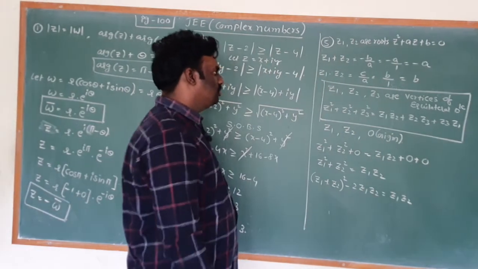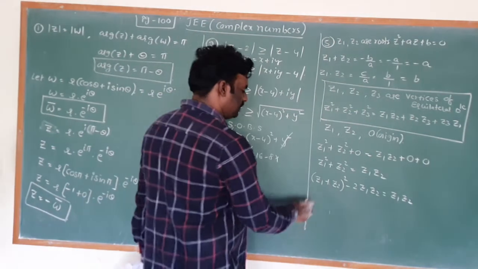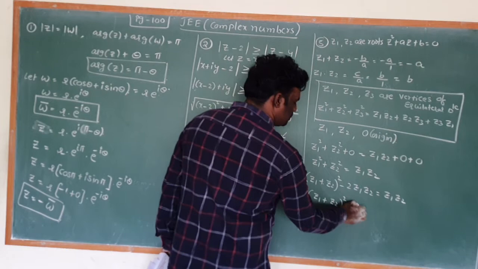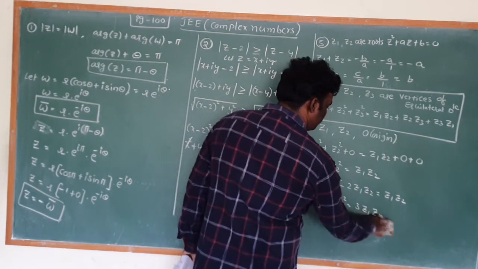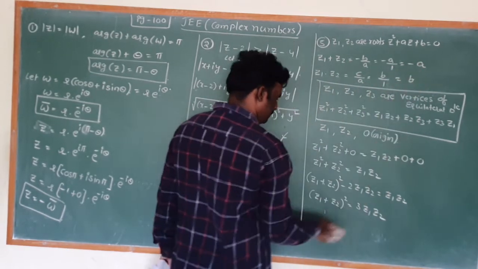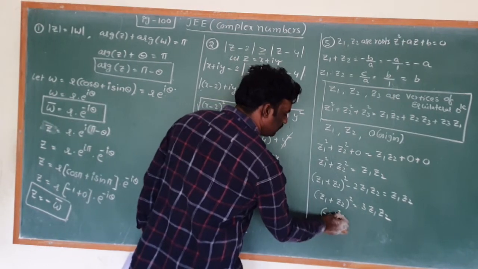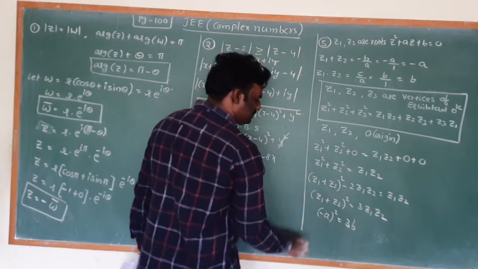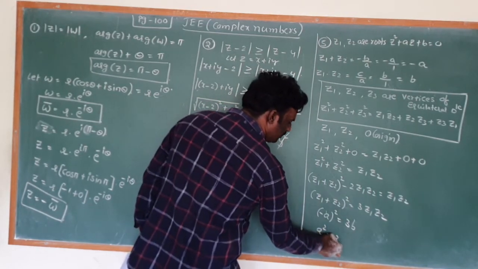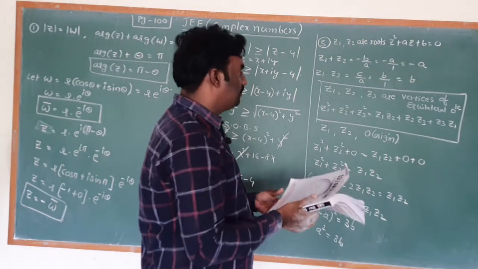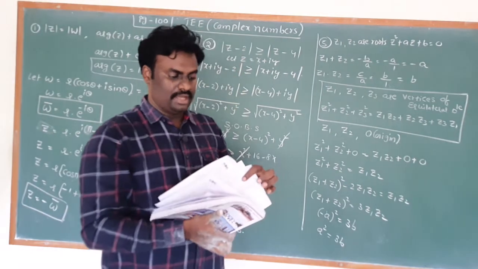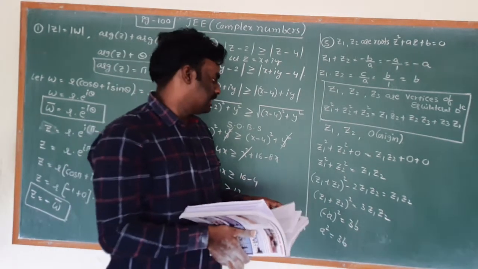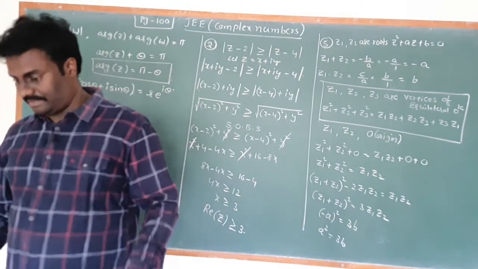Minus 2 Z1 Z2 go to that side, plus 2 Z1 Z2. Then what is the condition? Z1 plus Z2 whole square equals to 3 Z1 Z2. Z1 plus Z2 value is what? Minus a, whole square equals to 3 times of Z1 Z2, value is b. Minus a whole square, that is nothing but a square is equal to 3b. That is the final answer for this question number 5. That is nothing but option 4 is the correct answer for this question number 5.